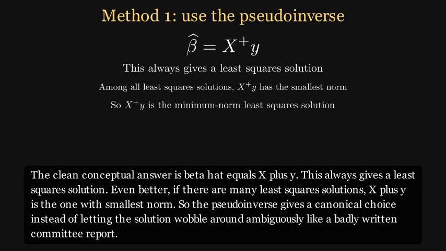The clean conceptual answer is beta hat equals x plus y. This always gives a least squares solution. Even better, if there are many least squares solutions, x plus y is the one with smallest norm. So the pseudoinverse gives a canonical choice instead of letting the solution wobble around ambiguously like a badly written committee report.